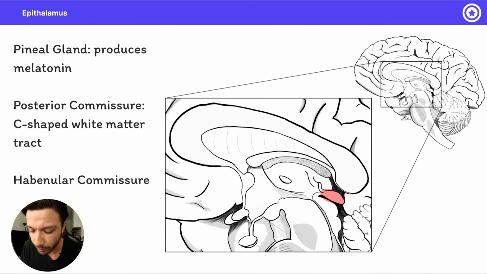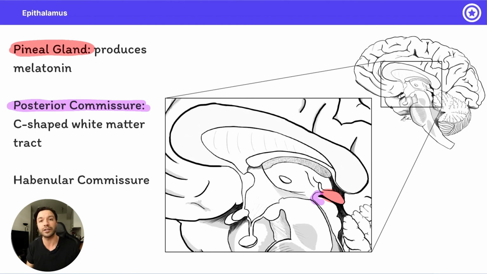Again, that is our pineal gland. Coming inferiorly off of the pineal gland, we have this C-shaped structure. And this is our posterior commissure. And this is similar to that anterior commissure in that it's a white matter bundle, which is going to connect both hemispheres of our cerebral cortex. It's not exactly understood what it does, but it's used as a landmark to identify our pineal gland.